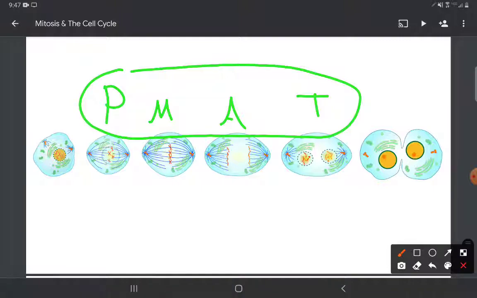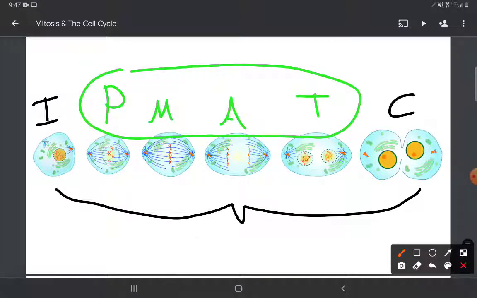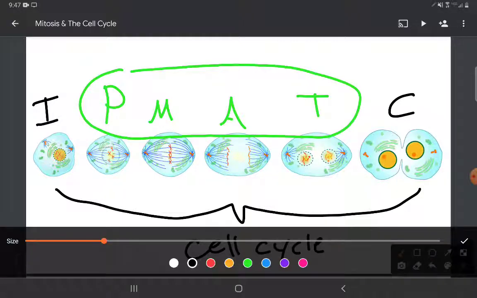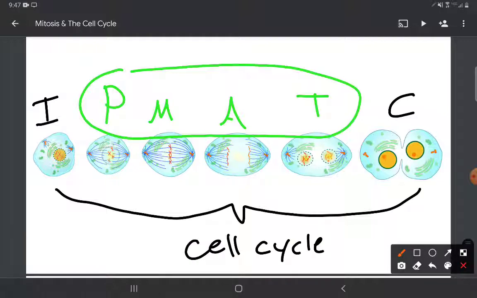Outside of PMAT, we have interphase, which is the longest phase where a cell carries out its normal functions. And then we have cytokinesis, which is a very short phase. Altogether, this makes the cell cycle, whereas PMAT is only part of the M phase of the cell cycle.